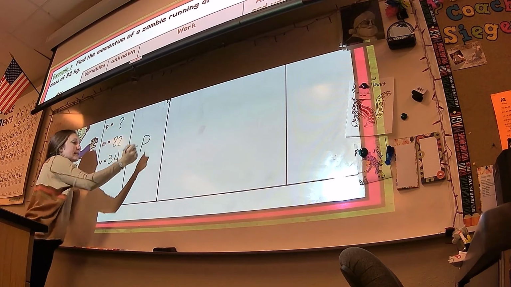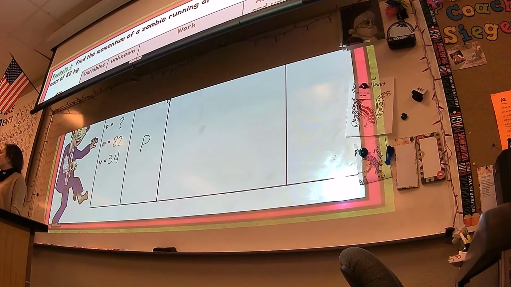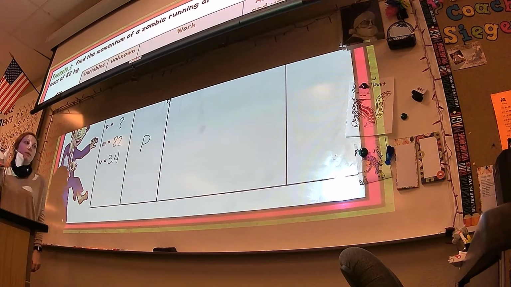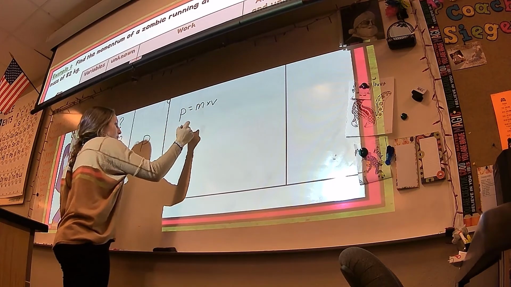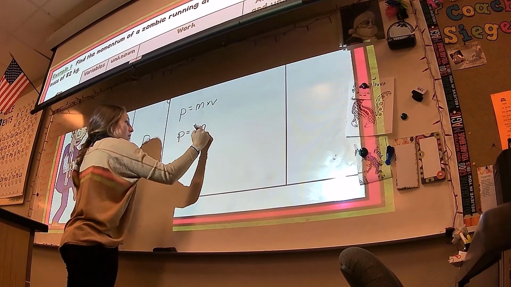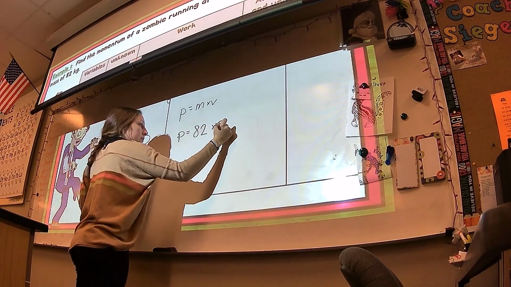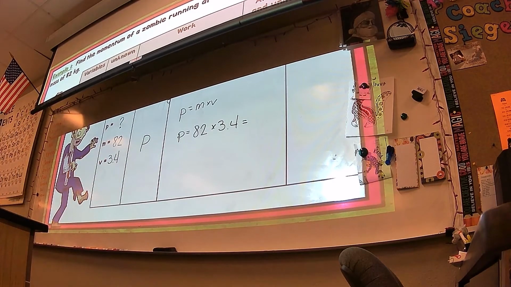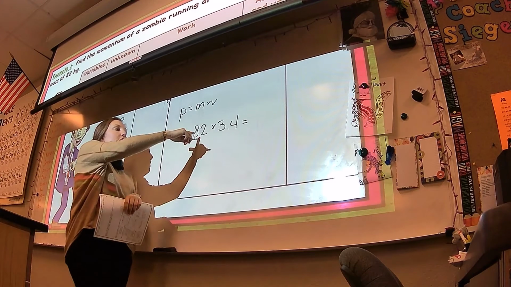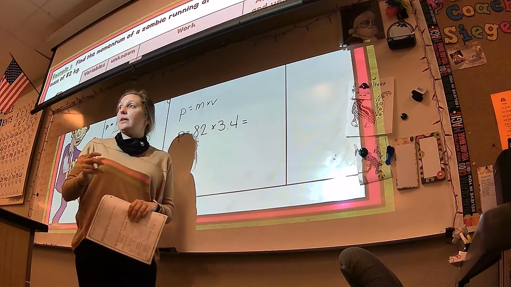That means that I am missing P. I am missing momentum. Now looking at my triangle, or even looking at my P equals mv equation, what math are you going to do to find P? Multiply. Okay, because M and V are right beside each other, we multiply. So P equals M times V. So for us, that's going to be 82 times 3.4. Alright, so I plug those in, and I get 278.8.